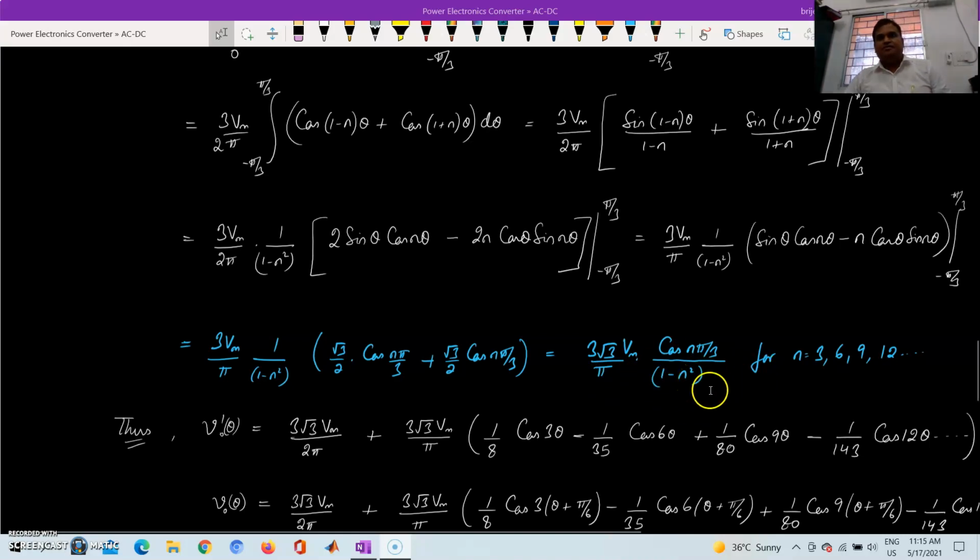For n equal to 3, 6, 9. Because you can see from this equation over here, the n term is here and sine of n theta is there. So if I put the value of n pi by 3, if n is 3, if it is 6, if it is 9, if it is 12, the right hand side term will be 0. So only the term which is left out is this. That is why we take the limit for the left hand term and we get this value.